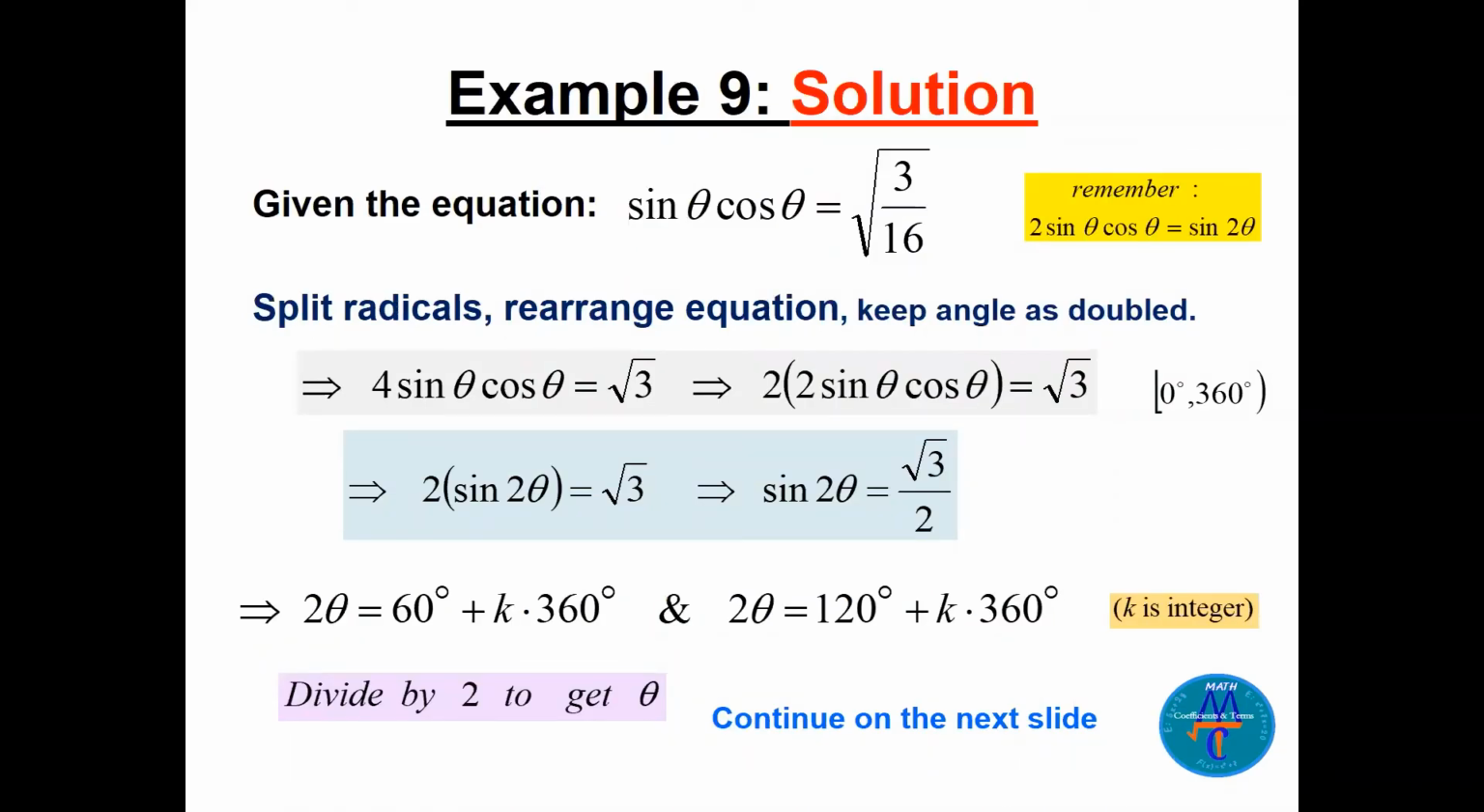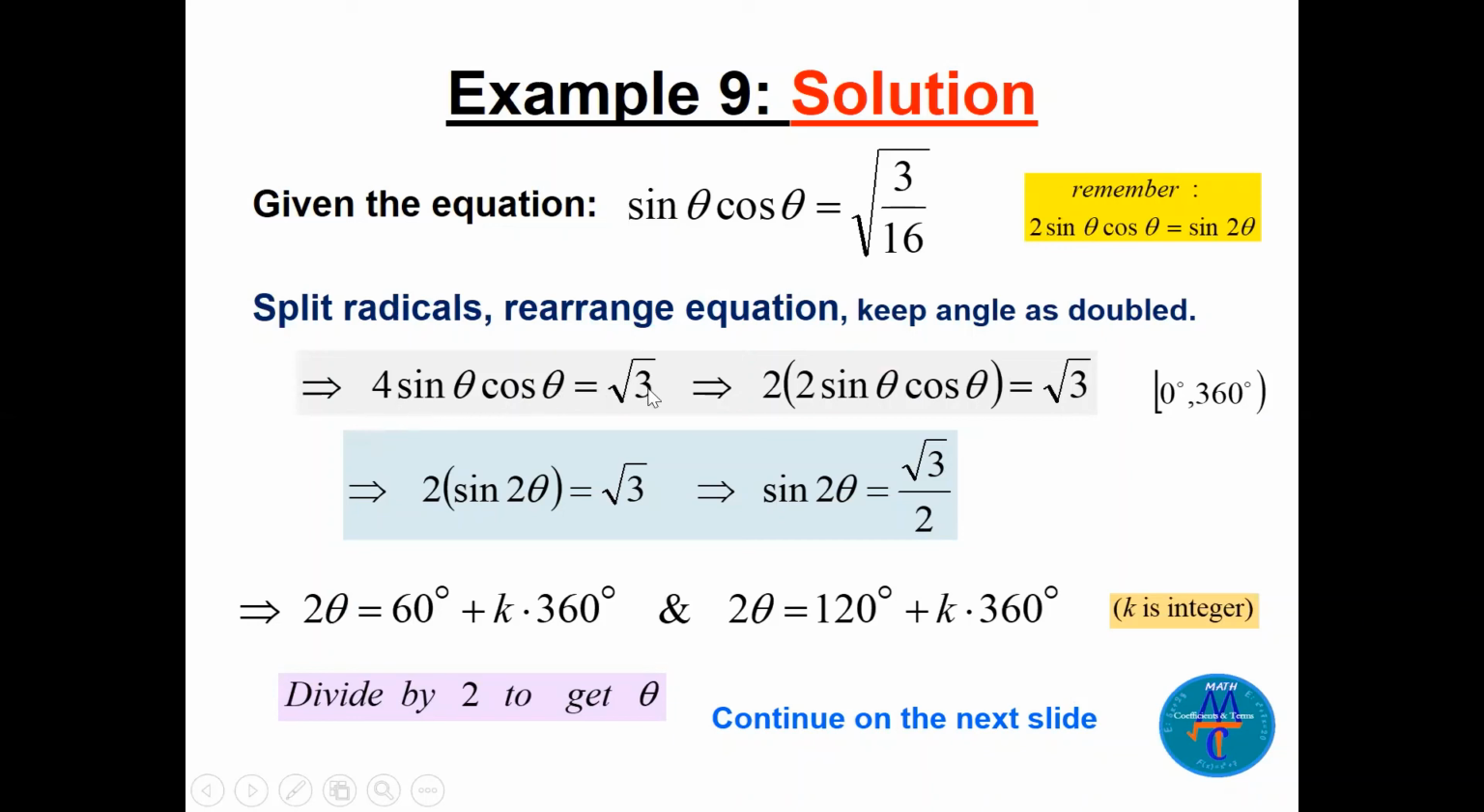Sine theta times cosine theta is equal to square root of 3 over 16. What can we do? We split the radicals. So this will be square root of 3 over square root of 16, which is 4. And multiply by 4 both sides. Then we'll get 4 sine theta cosine theta equals square root of 3.